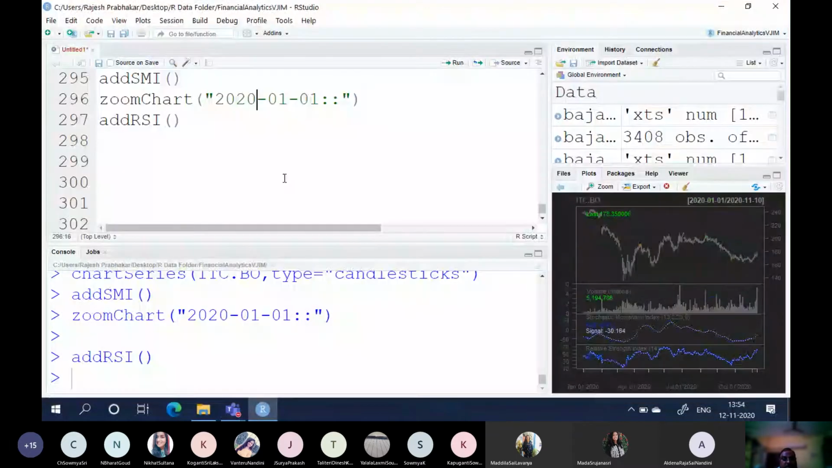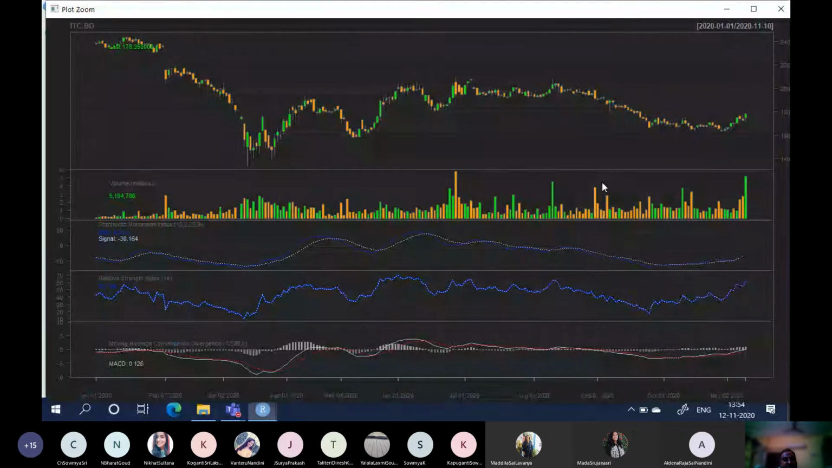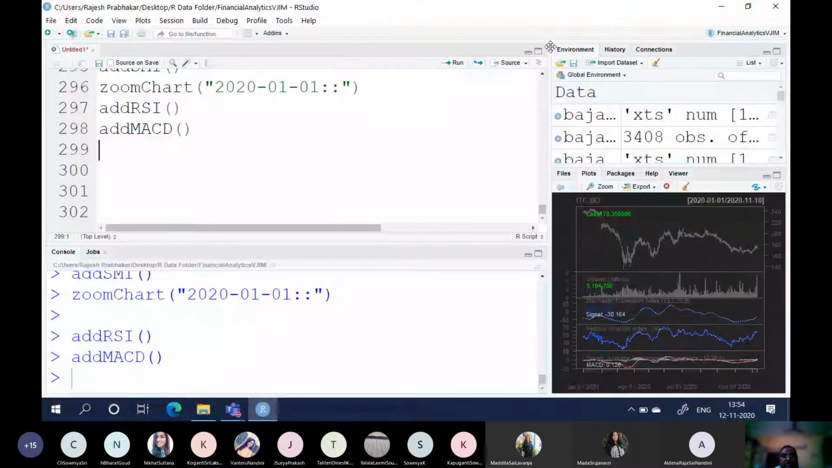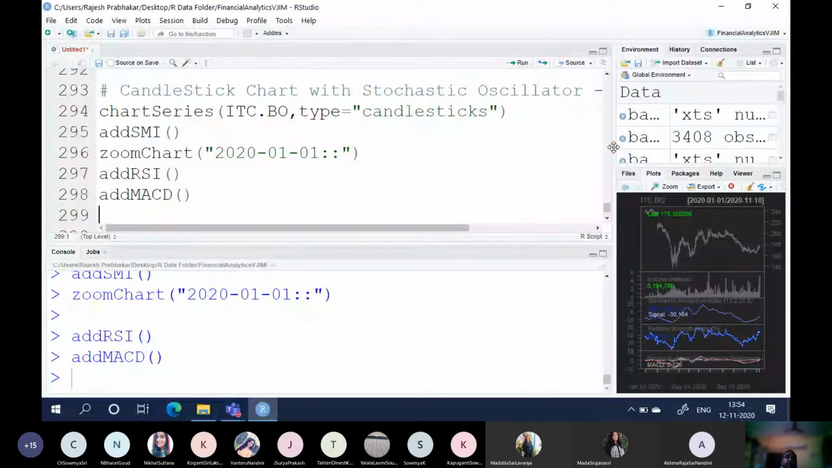Now add MACD, moving average convergence and divergence. What is it suggesting? See, the MACD line is going up. White line is above the signal line. Signal line is the red color line. So you can see this also is giving an indicator. So you can plot multiple plots and then come to a decision. Not that you have to take only one indicator into analysis. You can plot two or three indicators and then come up with your better judgment.